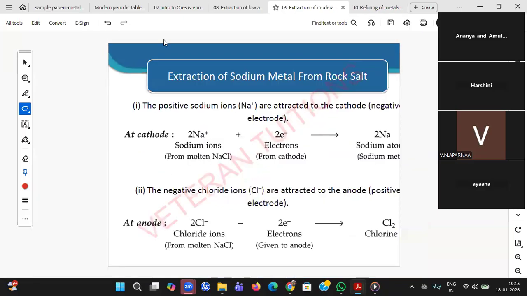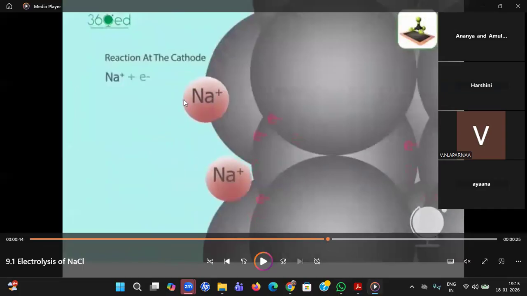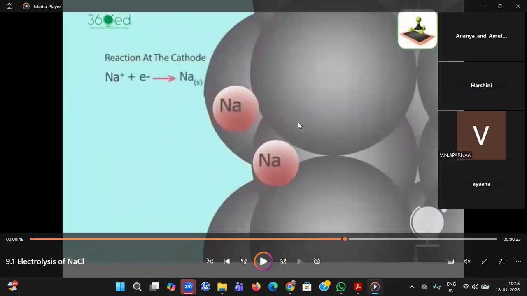Can you explain how Na became Na again? You see Na plus. What does that mean, students? Na atom means atomic number 11, electronic configuration 2, 8, 1. But here it is Na plus, meaning one electron is not there. When this Na plus, which has 2, 8, went to the cathode, one electron from this cathode is given to the Na plus ion. One electron is transferred from here to here.